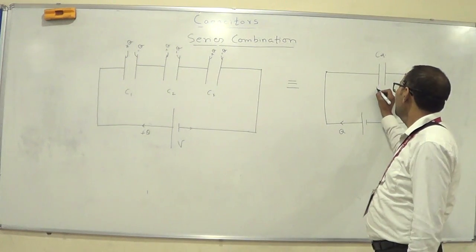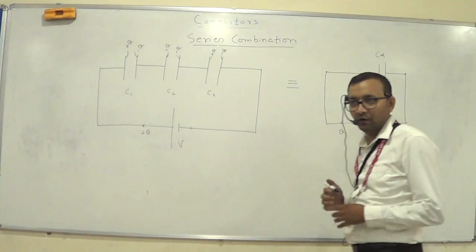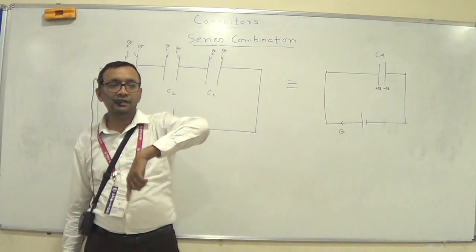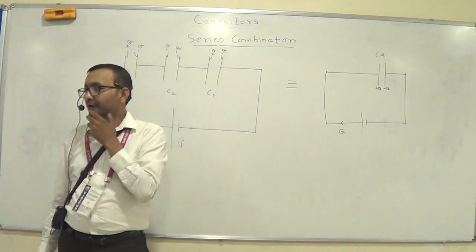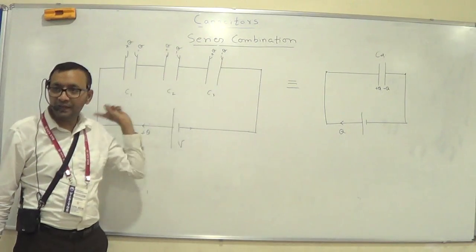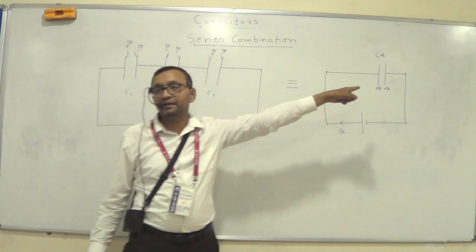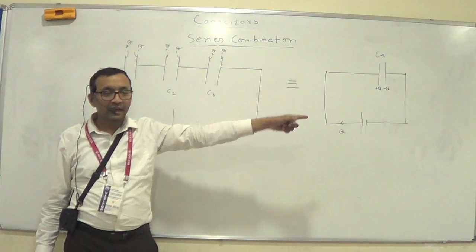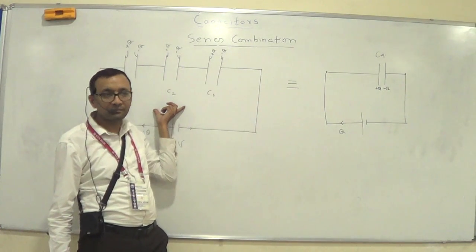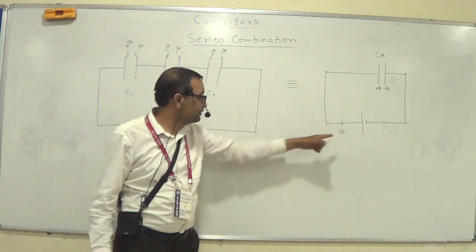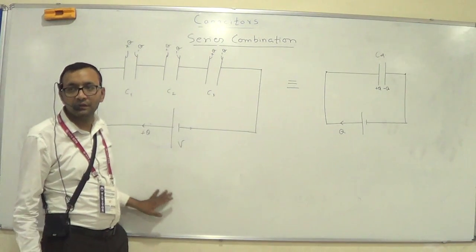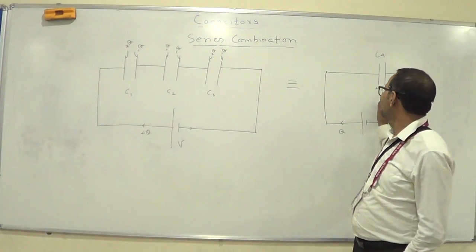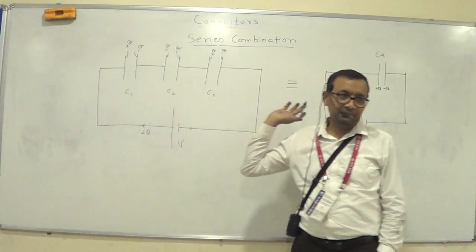So how much charge will be here? Plus Q and minus Q. So even the equivalent of the series capacitors will have the same charge. Are you getting it? All these three capacitors have the same charge, and even the equivalent capacitor also has the same charge. It's not that plus 3Q is stored over here. It is Q only, which was given by the battery. Getting the point? Now, can you find C equivalent in terms of C1, C2, C3?